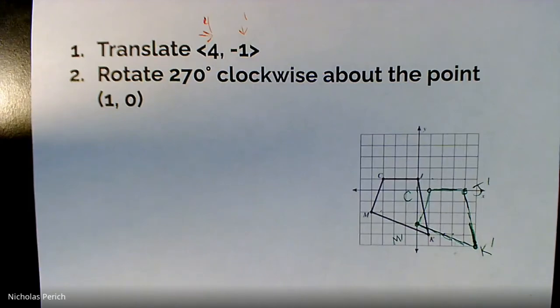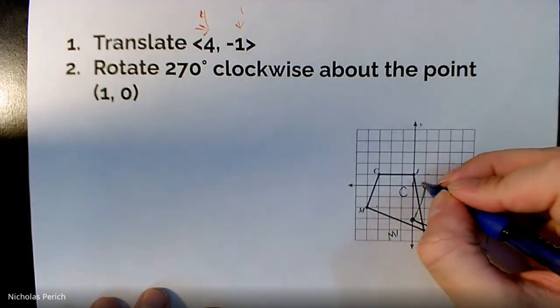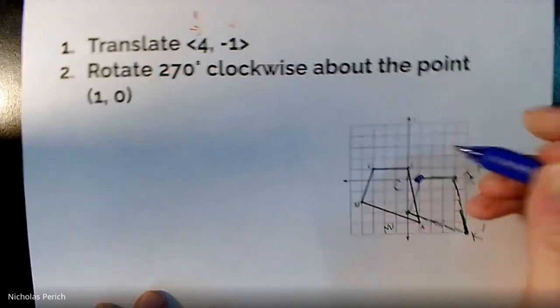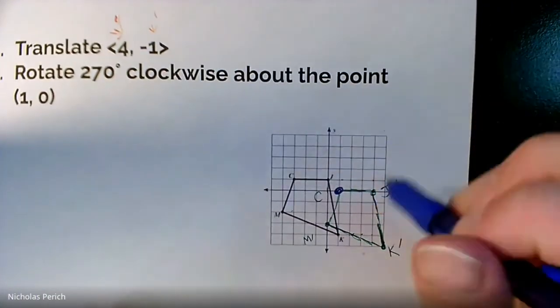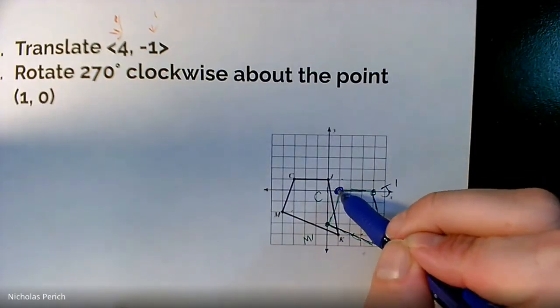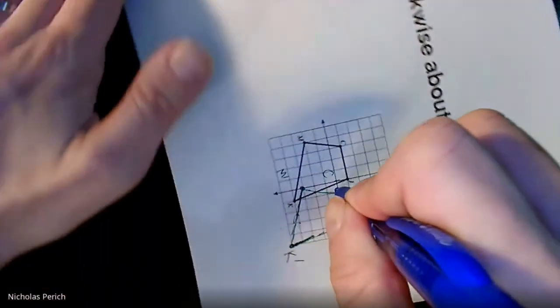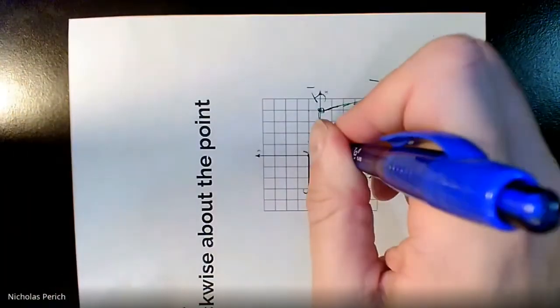I'm going to now rotate it 270 degrees clockwise about the point 10. Where's the point 10? Here it is. That's 10. That's my point of rotation. I'm going to go 270 degrees clockwise. So that's 1 turn like a clock, 2 turns like a clock, 3 turns like a clock.